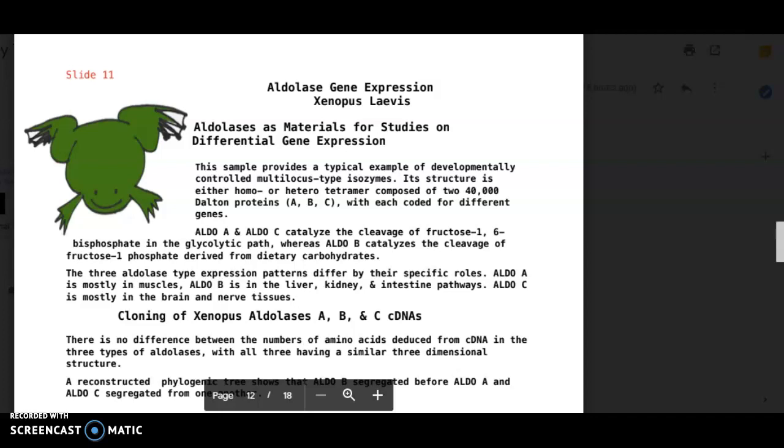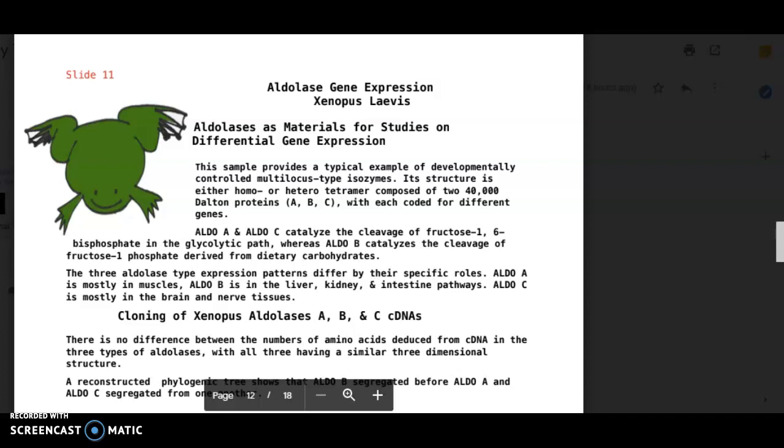Xenopus aldolases A, B, and C contain lysine at amino acid number 230 as an active center. The three aldolases have a similar three-dimensional structure. The phylogenetic tree constructed by the neighbor joining method showed that the ancestral gene of the aldolase B genes segregated from the ancestral gene of the aldolase A and C genes before segregation of the A and C genes in Xenopus, as in any other animal species.